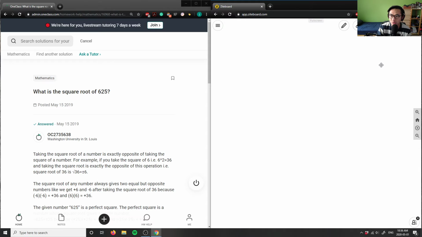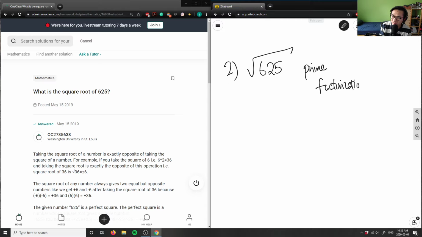Number 2 is asking us, what is the square root of 625? So I have the square root of 625. Again, we're going to use prime factorization. But this time I don't have an even number, so I can't take out 2 from 625. It's an odd number here. So what I'm going to do is take out the next obvious number, which would be 5 here, right? And anything that ends in 5 or 0 is divisible by 5. So I'm going to take out a 5 here, and then I'm going to get whatever 625 divided by 5 is, which I believe is 125.